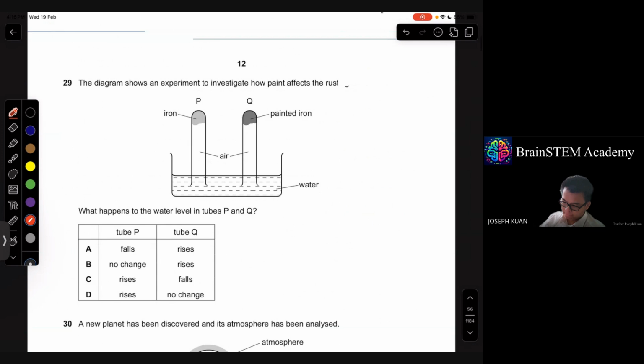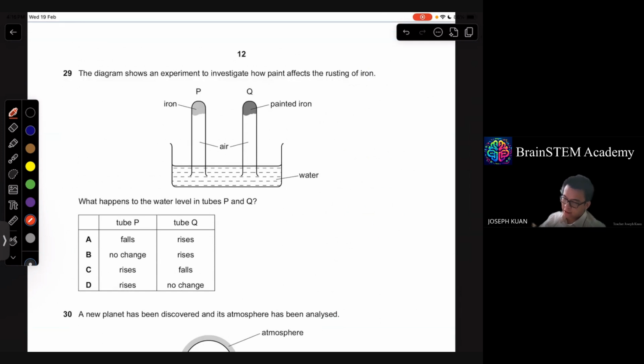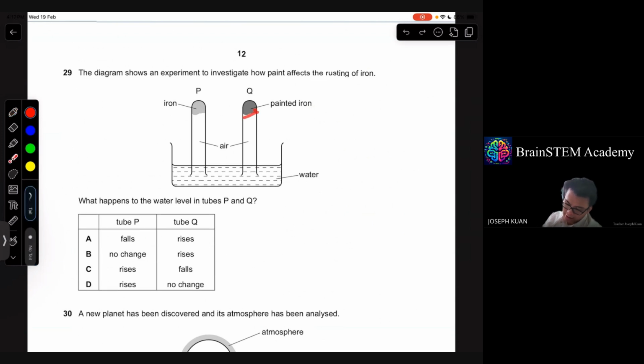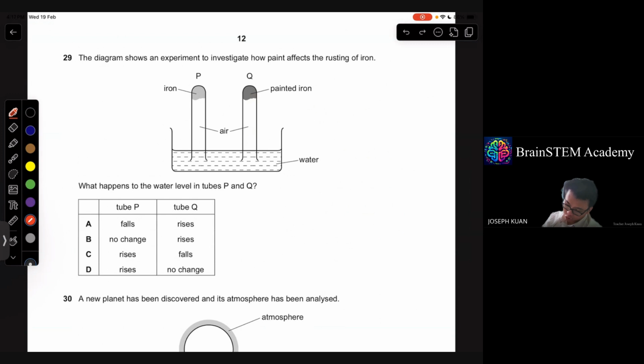29. The diagram shows an experiment to investigate how paint affects the rusting of iron. What happens to the water level in tubes P and Q? So painted iron won't undergo rusting as long as the barrier is not broken. Iron will undergo rusting. So it means that it will consume oxygen and also water vapor, causing the water level to rise. So P will rise, whereas Q will not change. So I say D.